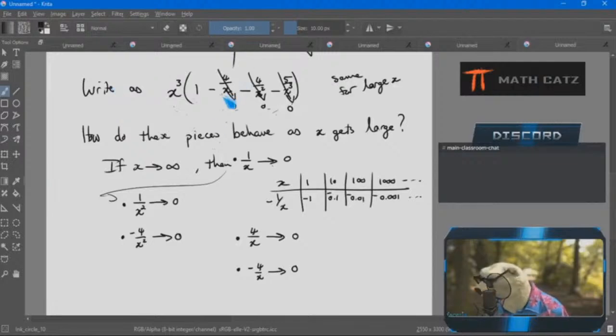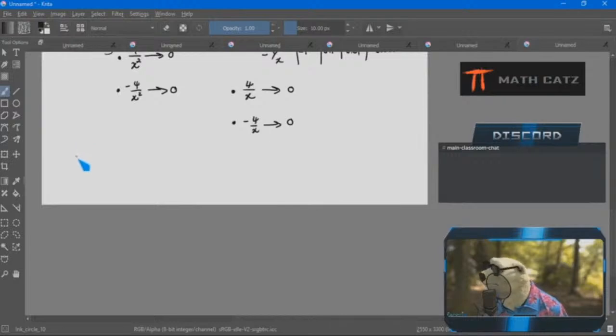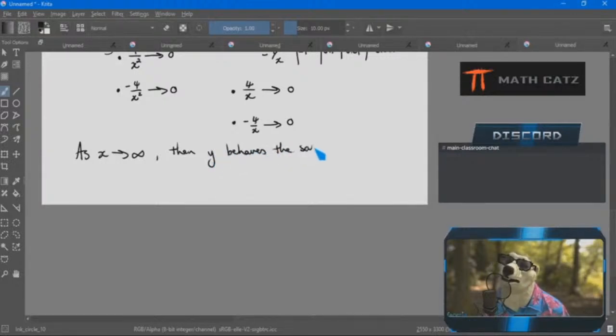Okay. So what's really left here is an x cubed, and inside the bracket, essentially, is left 1. Because what I'm subtracting is so incredibly small, it has no significant impact on the size of this number anymore, on this y value. So let's write that out. We say that as x approaches infinity, meaning x grows bigger and bigger in size, then y behaves the same as x cubed times 1, because those are the only things that are left.